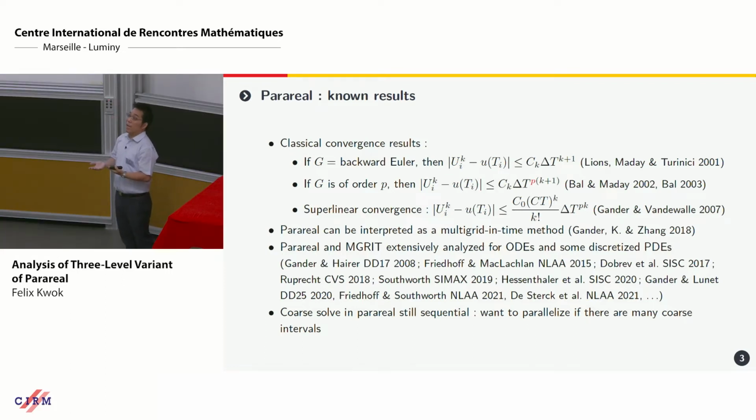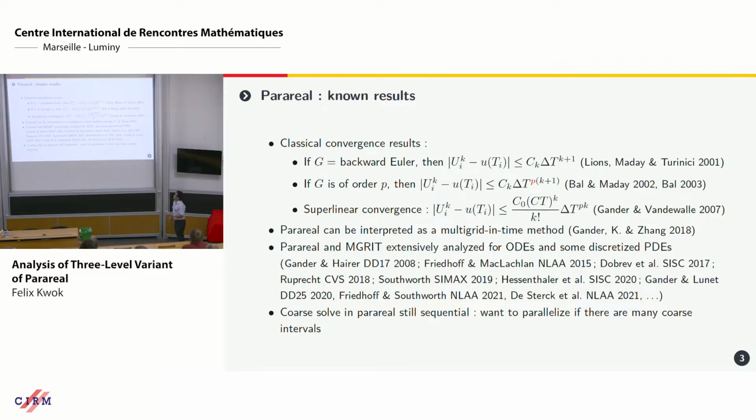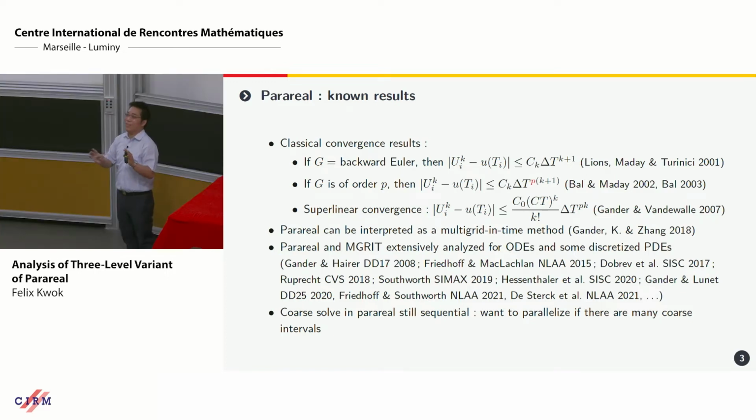For three and more levels, there are fewer results. There are some from the MGRIT community that use some assumptions about the transfer between the levels in order to get some analyses. And Hessenthaler and co-authors had one paper on that in 2020. There are more, and again, the three dots here. I apologize if I haven't listed the work that you've done, but in the interest of time, I just list a few here.